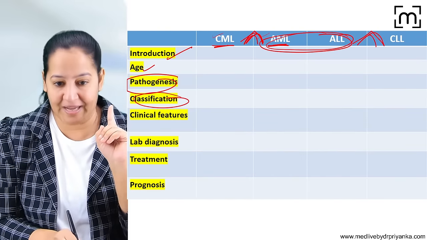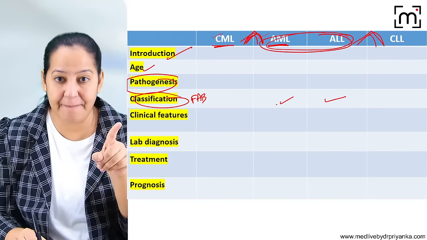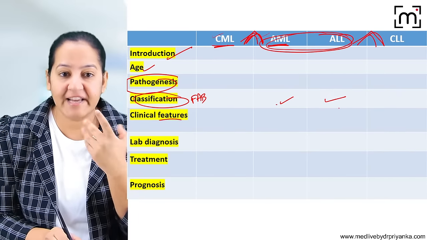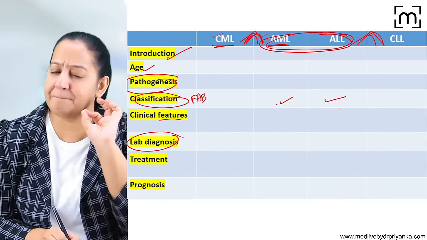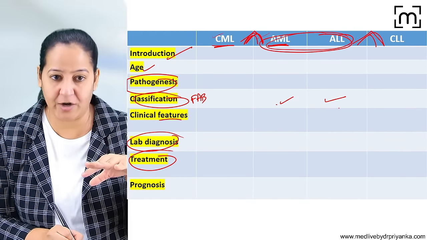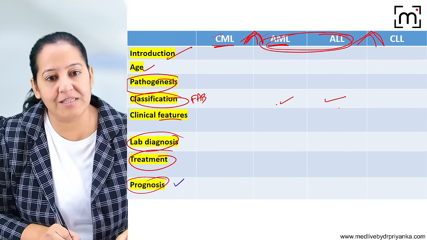Then classification, if applicable. I will tell you the FAB classification for AML and ALL; you have to learn the French-American-British classification. Clinical features you have to understand. Lab diagnosis, you get many questions on that. Treatment part, I will deal with here only, the medicine part also, and the prognostic factors. You get many MCQs on prognosis, believe me.